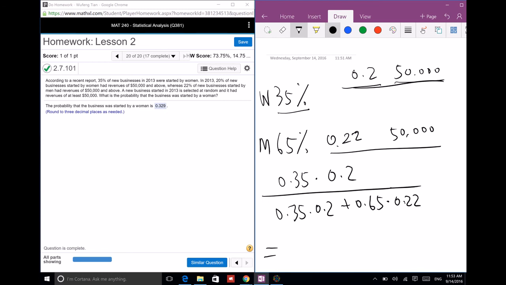This is the business started by women, 20% out of the 35%, and you have to add the men as well, because that's in the total. When you do the probability, you divide by the total probability. So that's going to give you the answer.